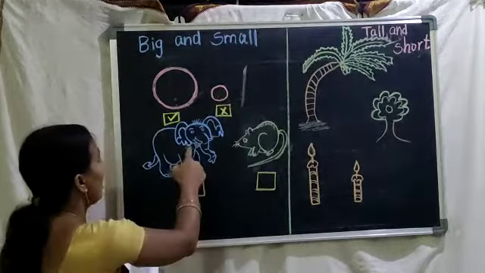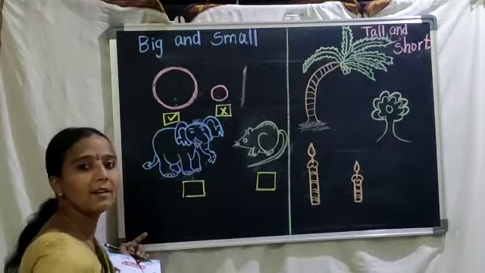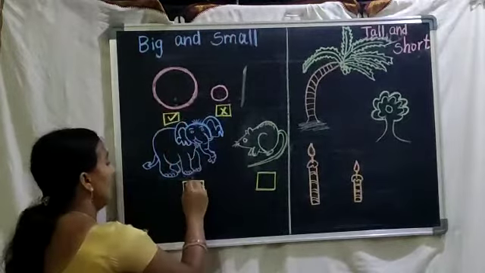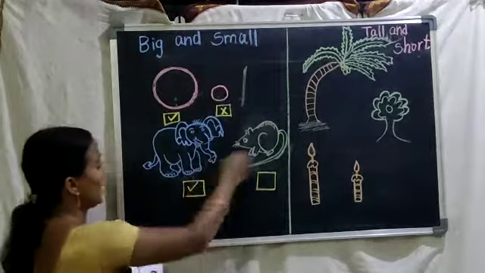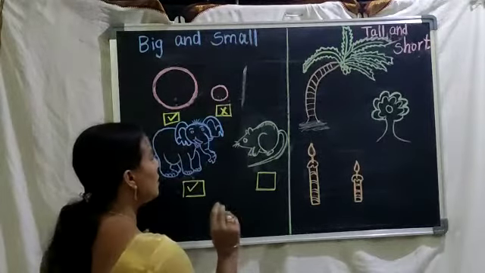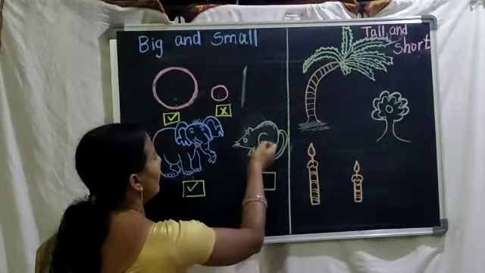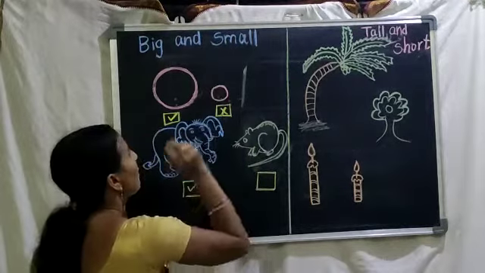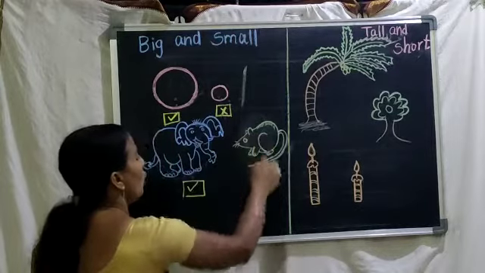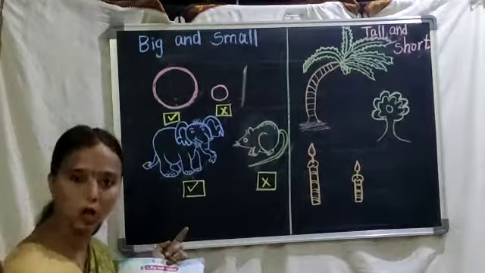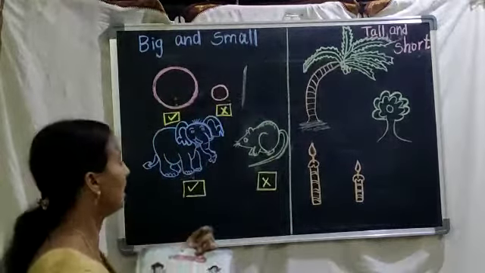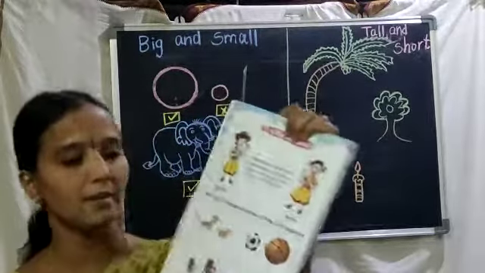Yes. How is the elephant, children? Big. For big, what should we do? Put the tick mark. And how is the mouse? Small. For small, what are we doing here? Cross. For small objects, we should do the cross. And for big objects, we should do the tick mark.